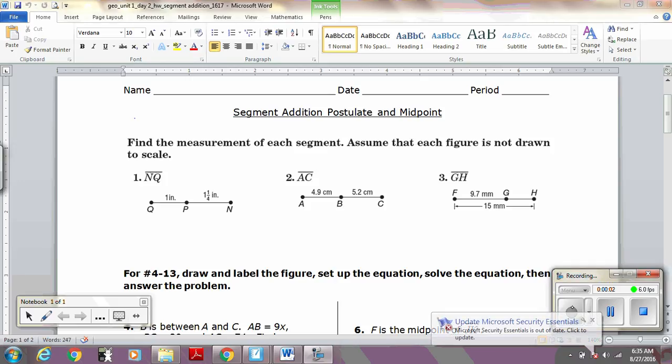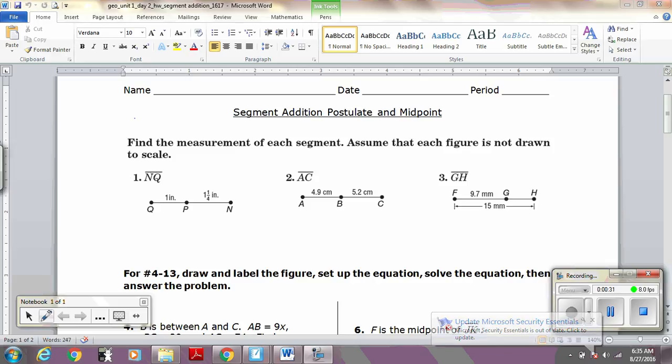Alrighty, I'm going to help you with the segment addition postulate and midpoint assignment. I will work through the odd problems with you and just mimic what is done with the odd problems when you work on the even problems, so that should help some. For 1 through 3, they want us to find the measurement of each segment. Assume that each figure is not drawn to scale.